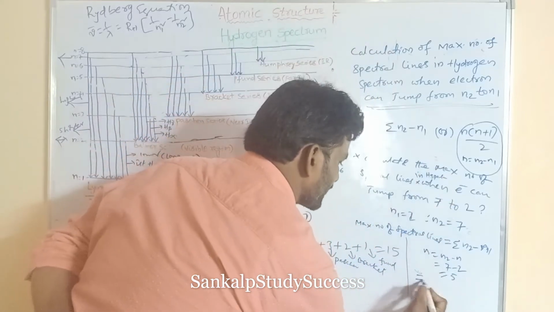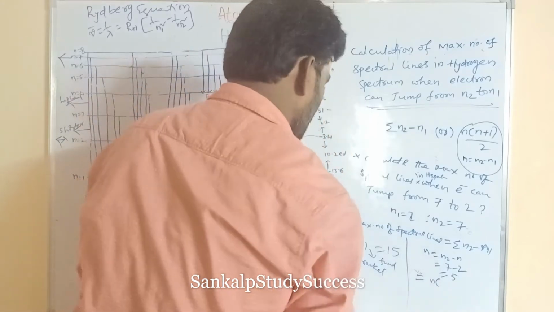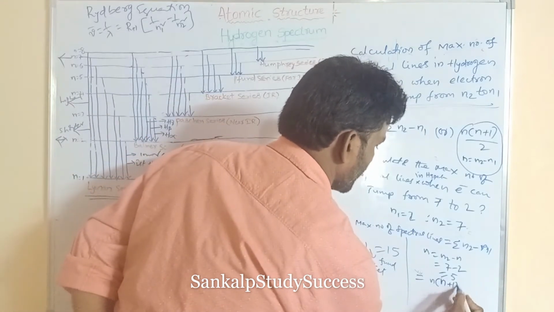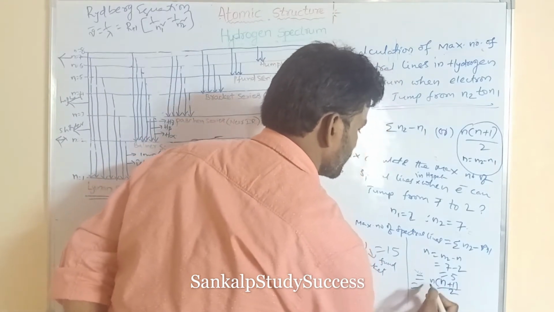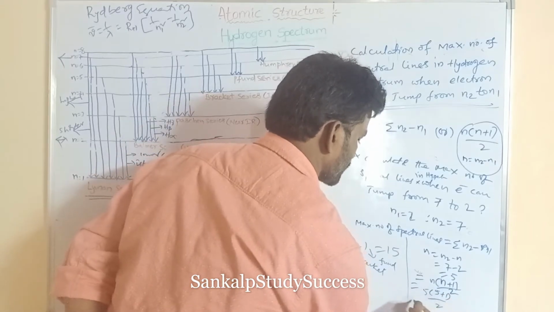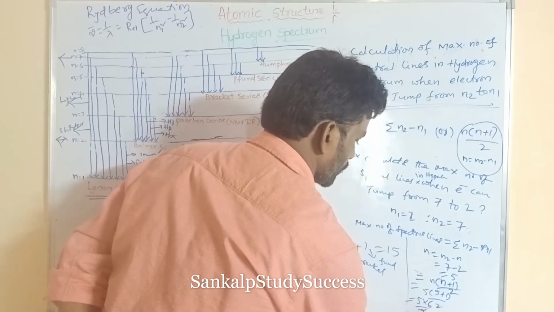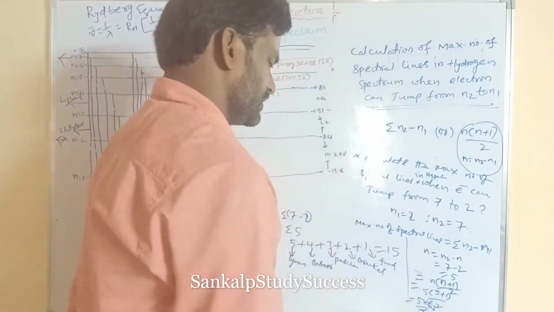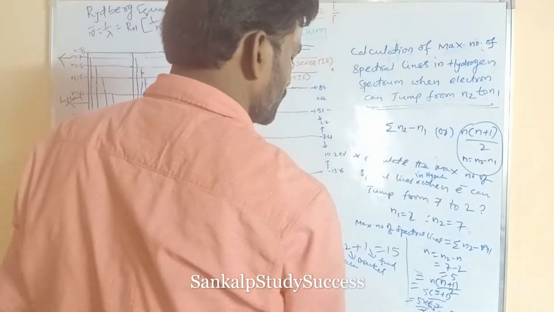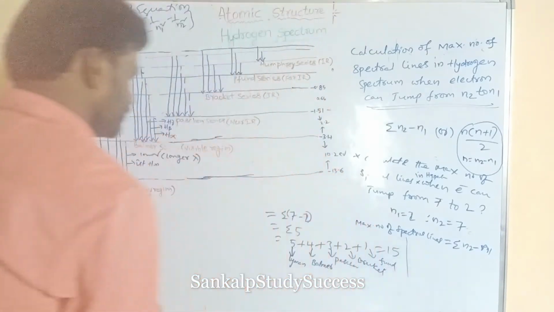Now the number of spectral lines is equal to n into n plus 1 by 2. So that means 5 into 5 plus 1 by 2. So 5 into 6 by 2, 2 threes are 6, so 5 threes are 15. So both are the same. So how?